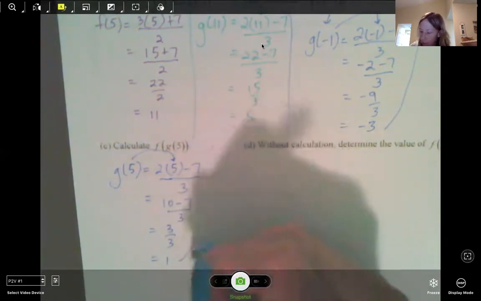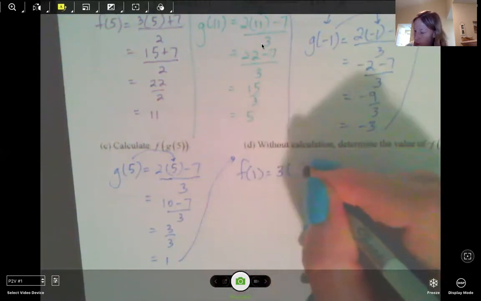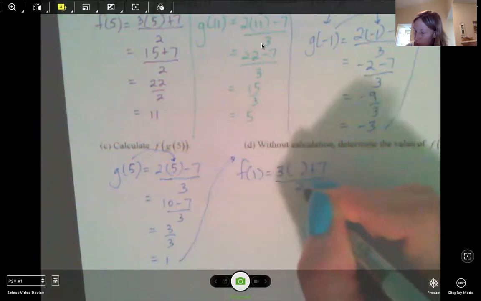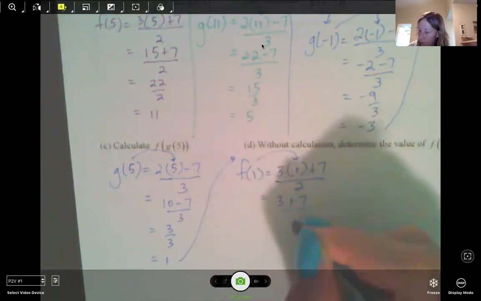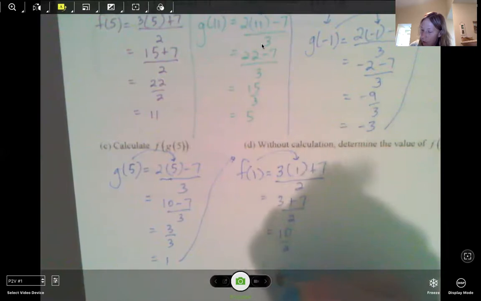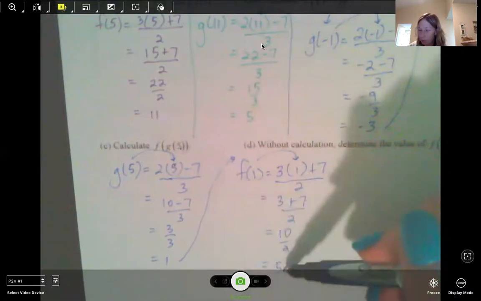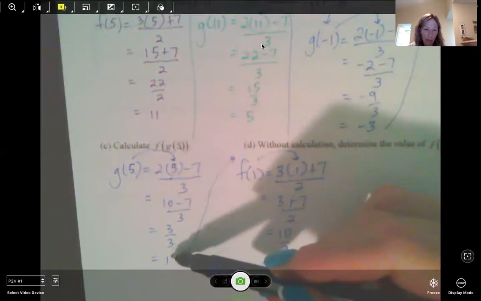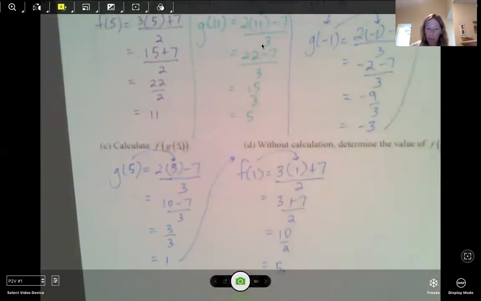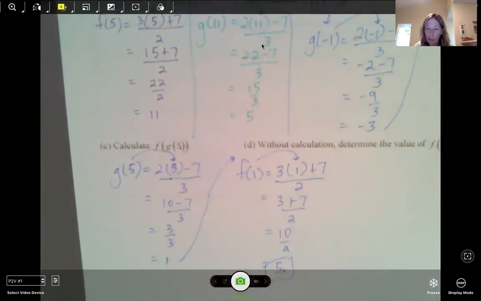And then we take that and plug it into f, so f of 1. Our f function says to do 3 times the input plus 7, divided by 2. So again, we're plugging in 1 there. We get 3 plus 7 divided by 2, which is 10 divided by 2, or 5. So again, we show our original input becomes our second output. When we plugged 5 into g, we got an answer. When we plugged that answer into f, f basically worked backwards and took us right to our original input. So that's what inverse functions do. They basically undo each other.